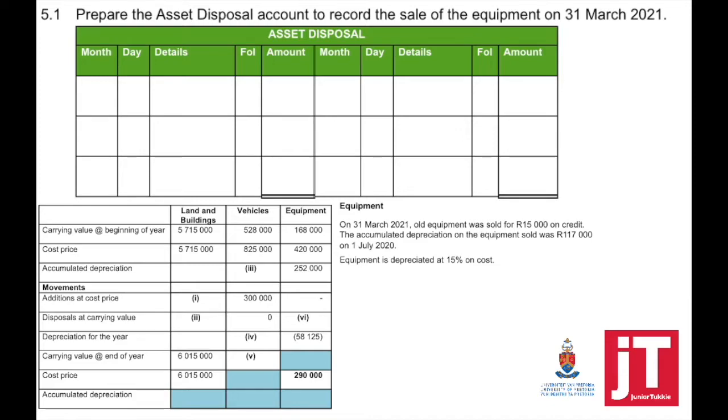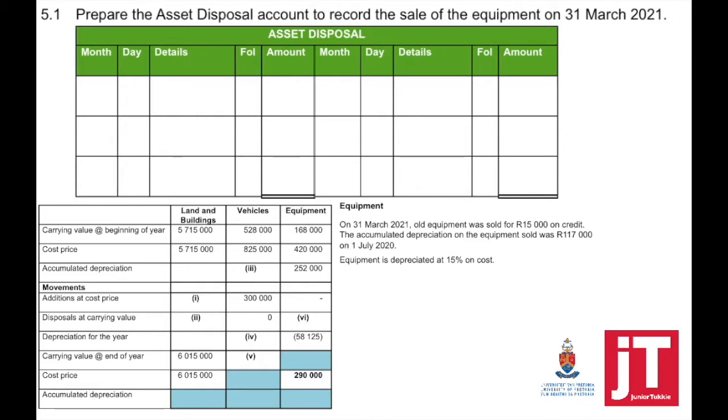So what have they provided me with? They provided me with the selling price. We sold it on credit. And they provided me with the accumulated depreciation on the asset which I'm disposing of in the beginning of the accounting period. This means I need to calculate the cost. So if we now look at the 5 steps in asset disposal.